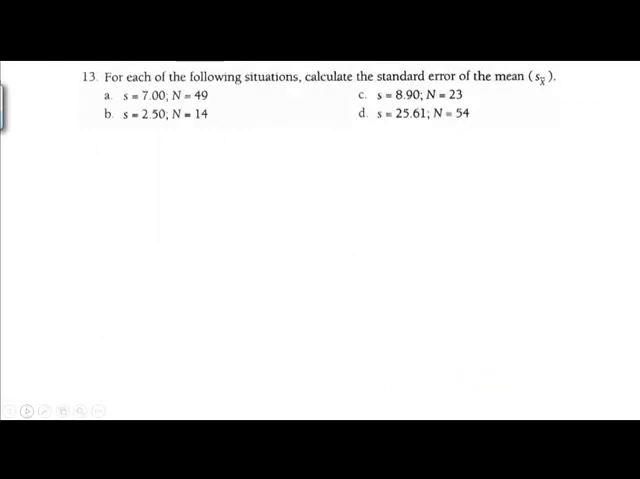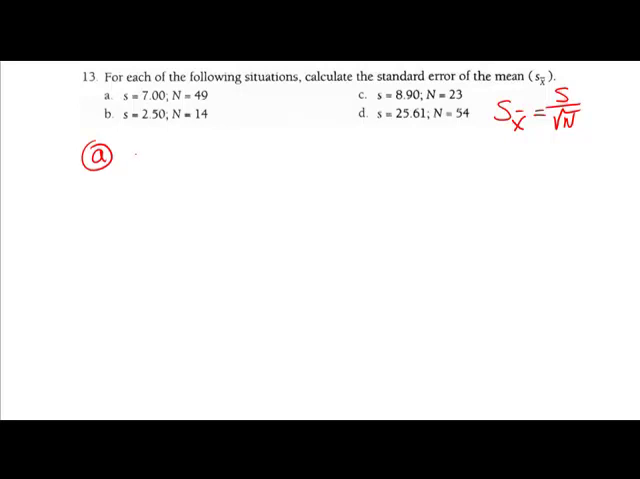The next one. For each of the following situations, calculate the standard error of the mean. Standard error of the mean, you notice we got a small s. It looks like we're headed into a land where we don't have population statistics, so we're going to have to estimate given our sample. The standard error of the mean is equal to s divided by the square root of n. Pretty similar to the last one.